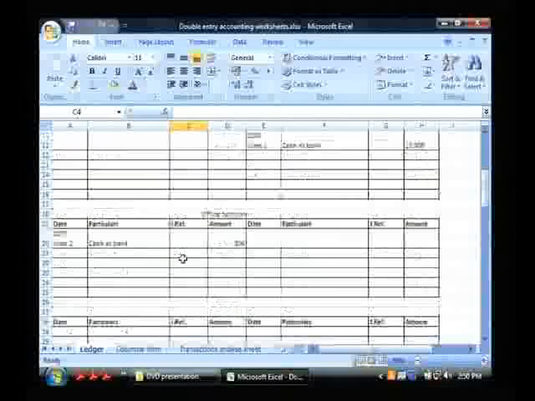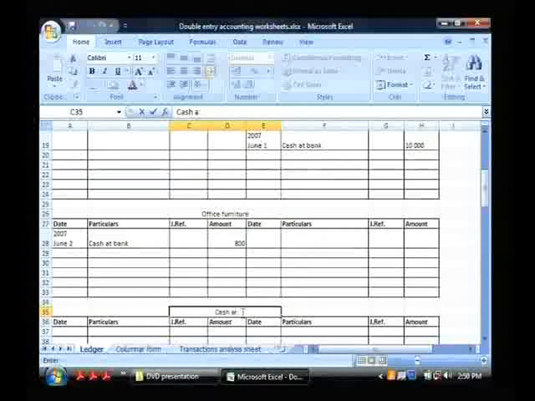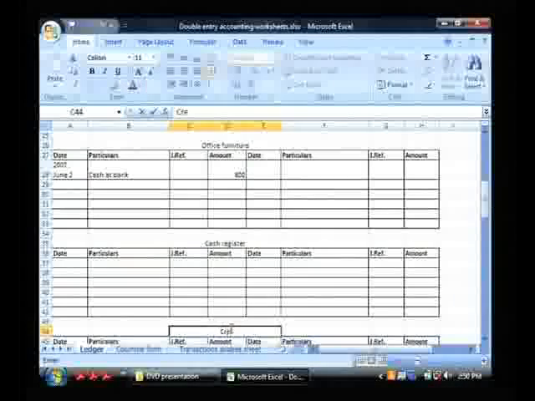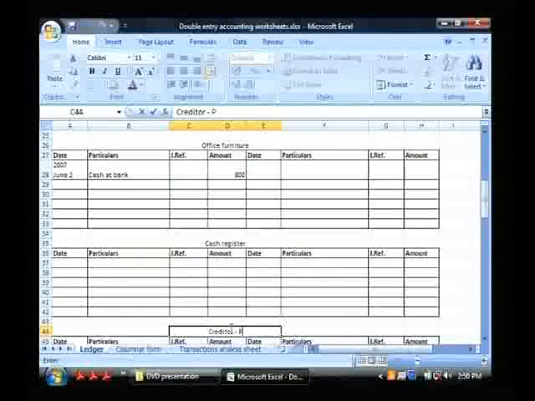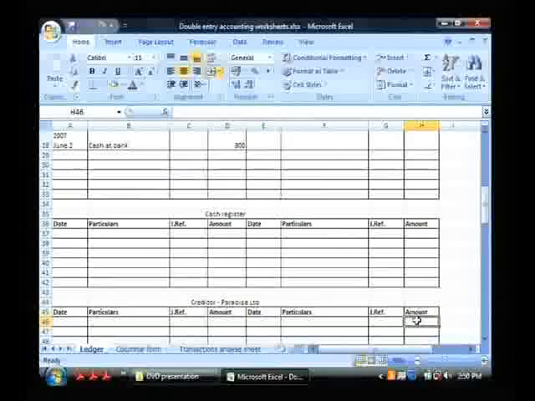And on third, cash register, a new account, debit, and creditor Paradise Limited credit. So we need two more accounts, cash register, and creditor Paradise Limited. So the double entries are cash register account debit, and Paradise Limited credit.